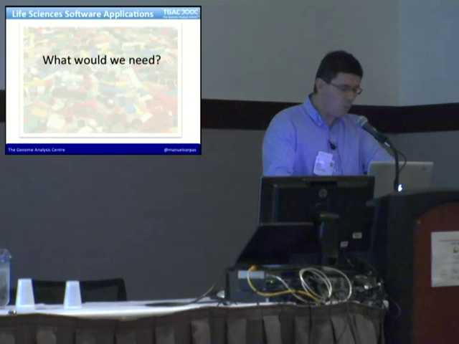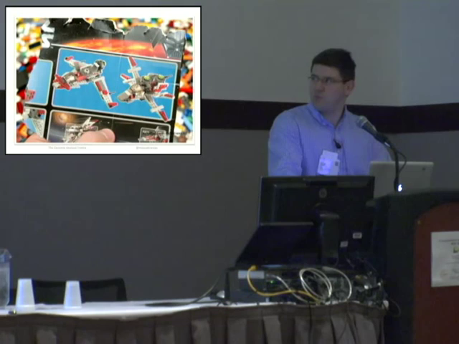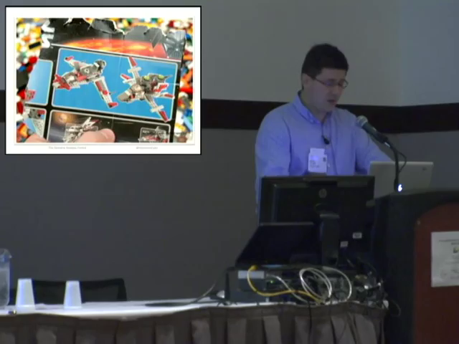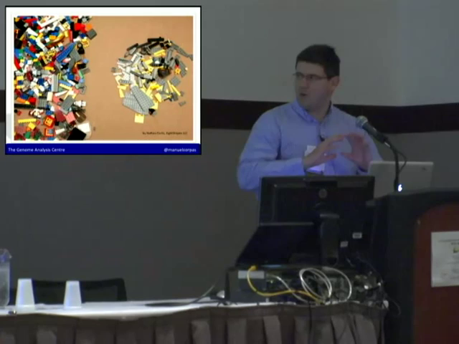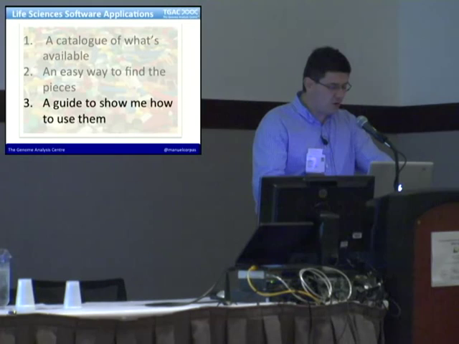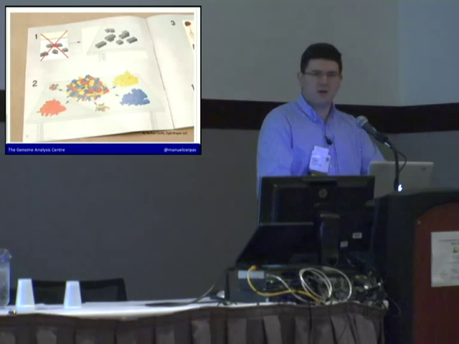Well, first of all, you need a catalog of what's available so that you can see what you can build with these pieces, because otherwise you may start making chimeras that don't do any work. You also need an easy way to find the different pieces, so you know what pieces go with which pieces, and so you have a much better understanding of what you need to build. And of course, you also need a guide to be able to use this application, some type of documentation that will let you know which pieces fit with which pieces.